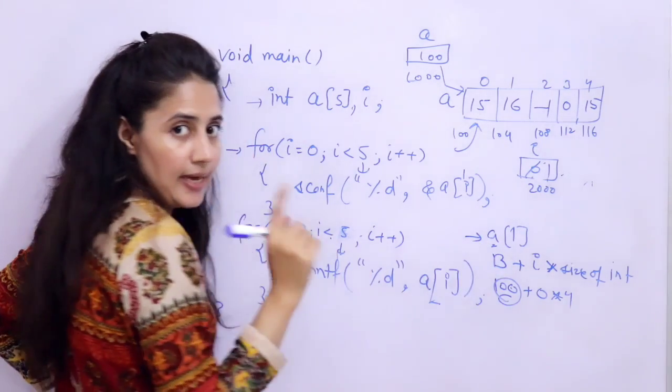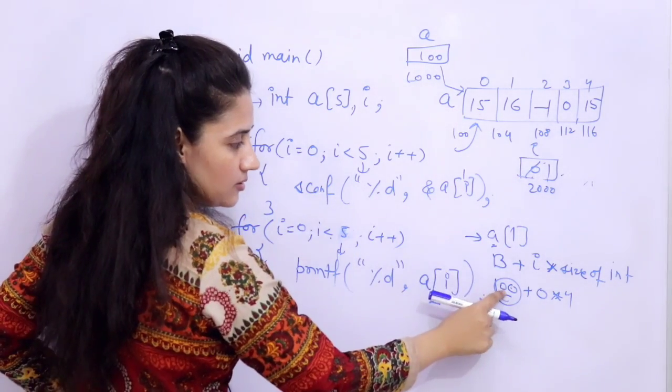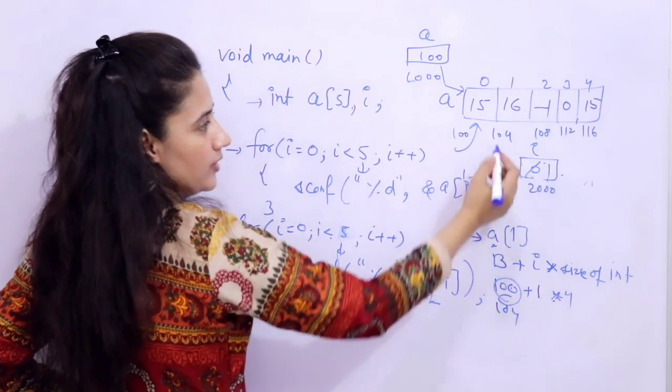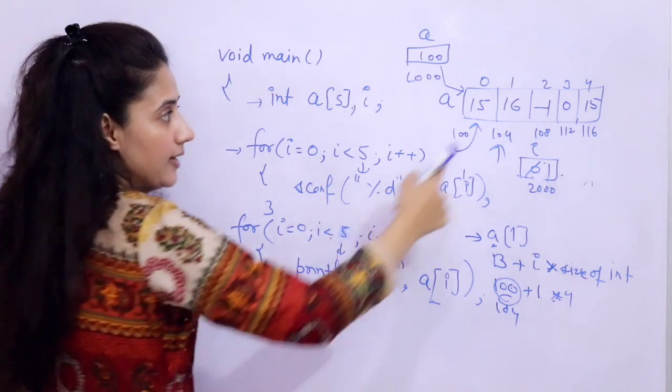This is how we access the element, right? Now how would the address of A of 1 be calculated? Base address is 100 plus 1 into 4, that is 104. From here data would be fetched, accessed, that is 16.